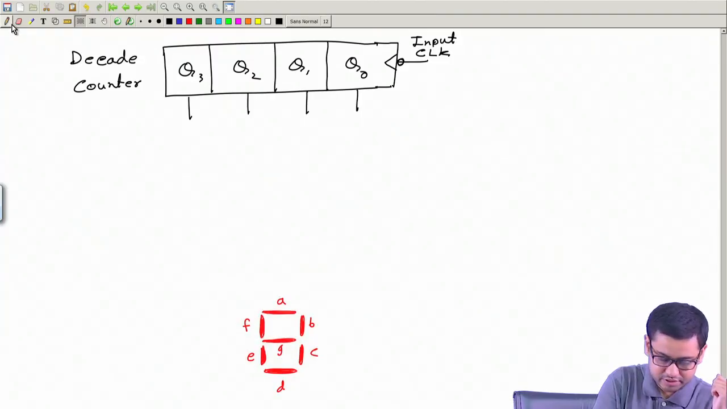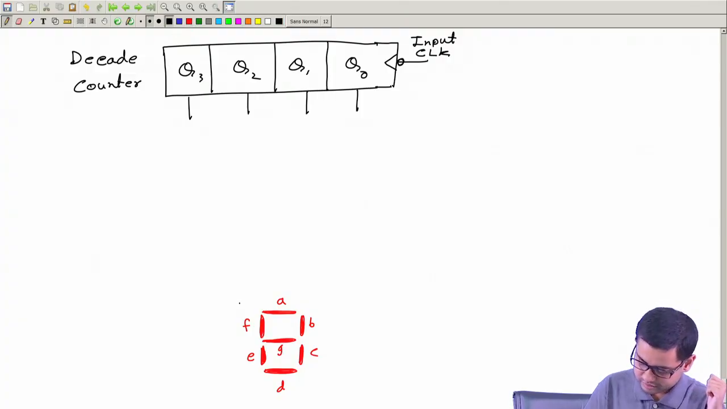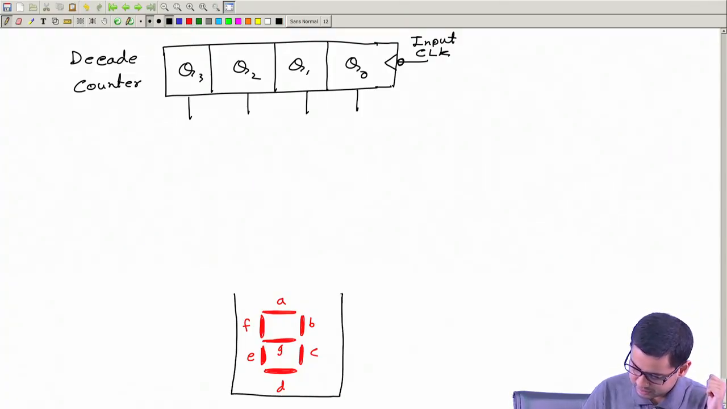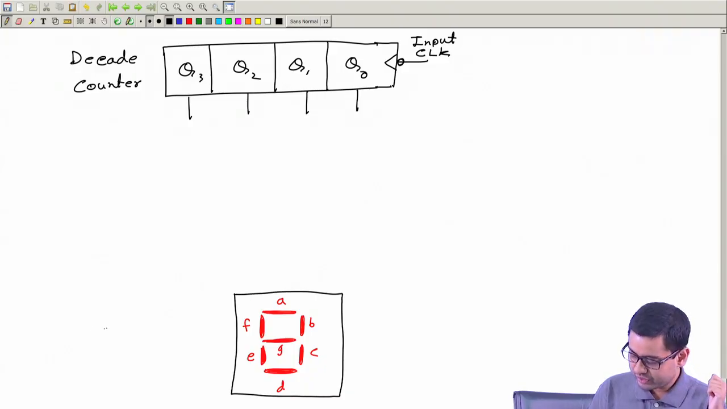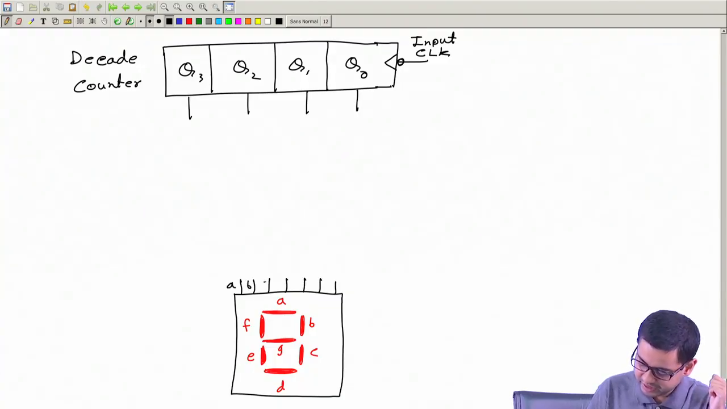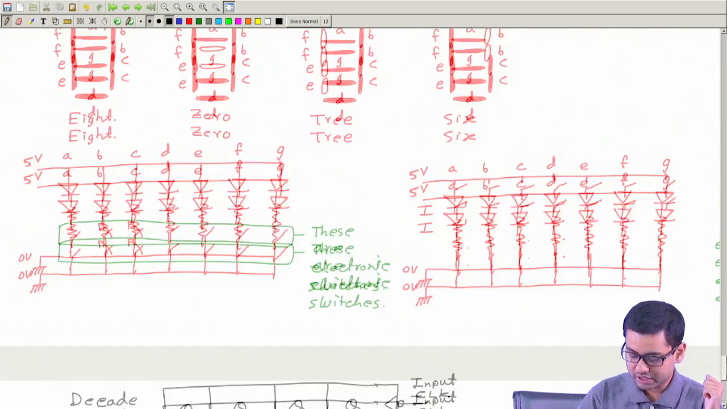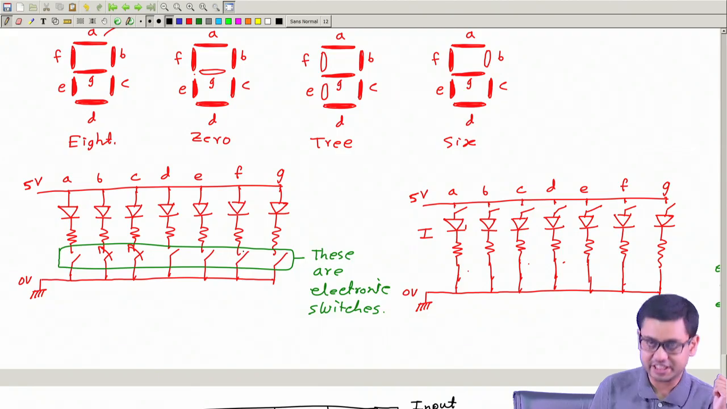And it will have, so let me put this in a box. It will have 7 inputs: 1, 2, 3, 4, 5, 6, 7. A, B, C, D, E, F, G. What are these inputs? These inputs are the states of these switches.